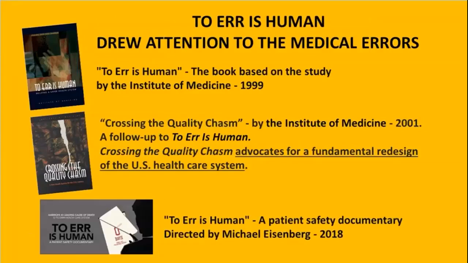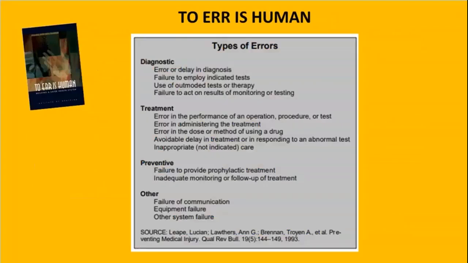Okay, so To Err is Human is a book that came out way back in 1999, and for me it was very eye-opening having read it. I don't know if most of the audience has had an opportunity. If not, I think it's still very relevant today, the way errors come about. That was followed a couple of years later by another book called Crossing the Chasm, which advocates for a fundamental redesign of the U.S. healthcare system. And just about 2 years ago now, a movie came out, a version of To Err is Human, and they looked at some case studies and followed individuals along the way. But again, if you haven't read To Err is Human, it's a very eye-opening book, and it'll draw attention to a lot of different things.